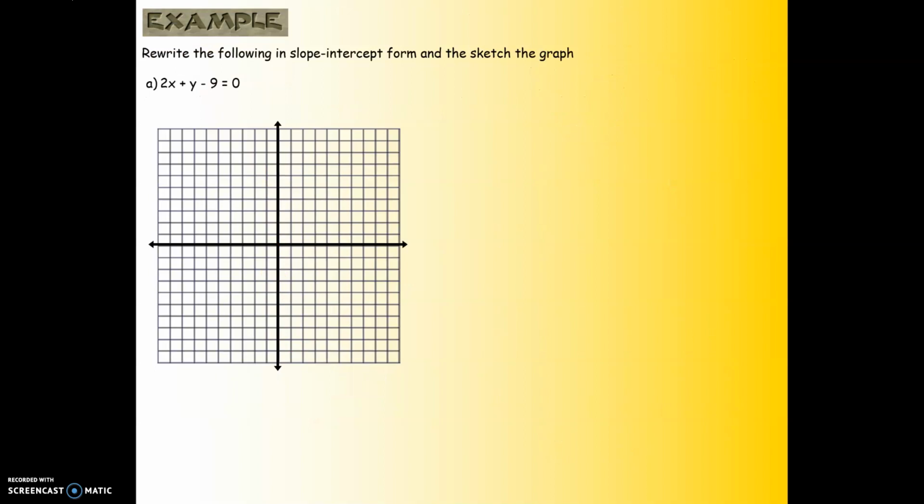Now, here it wants me to rewrite the following in slope-intercept form and then sketch the graph. So everything is over to the left side. I need to move it to the right. So I need to get y by itself. So I'm just going to write this over on the right side so I have a little more room. Now I need to get this y by itself. So I'm going to move over this 2x by subtracting 2x from both sides.